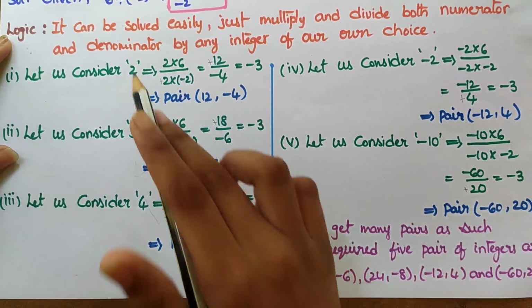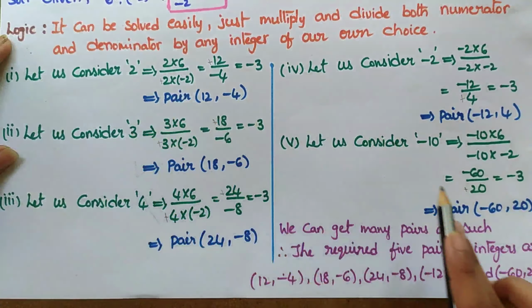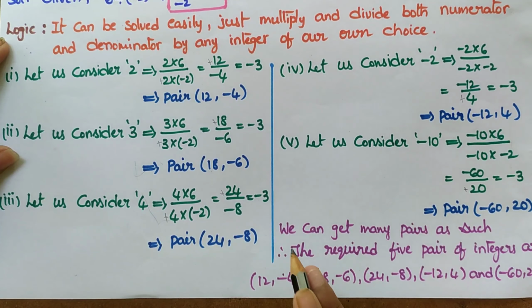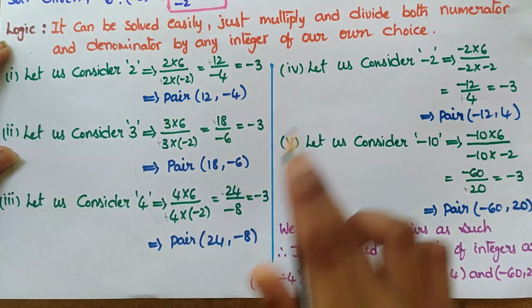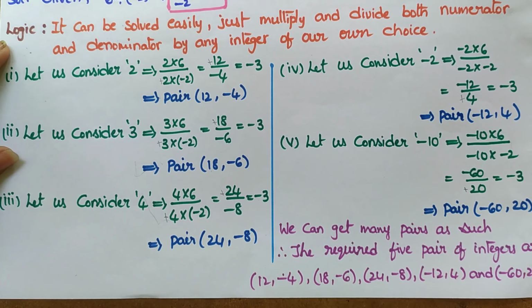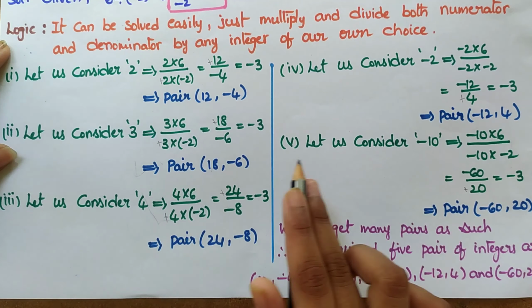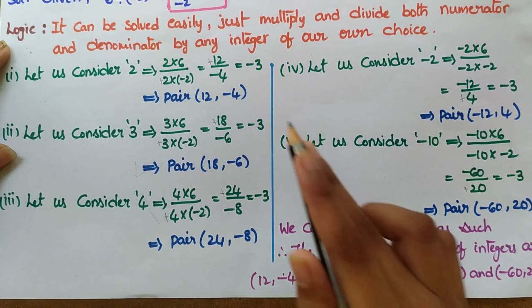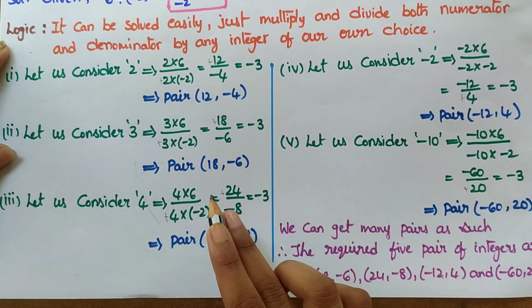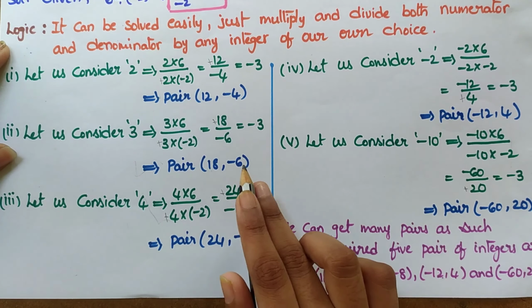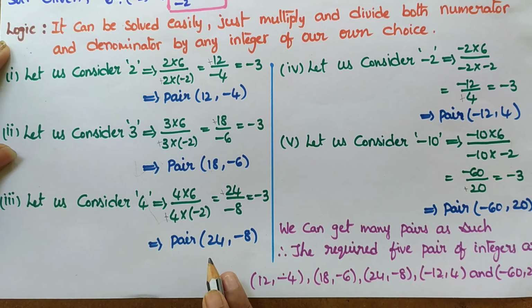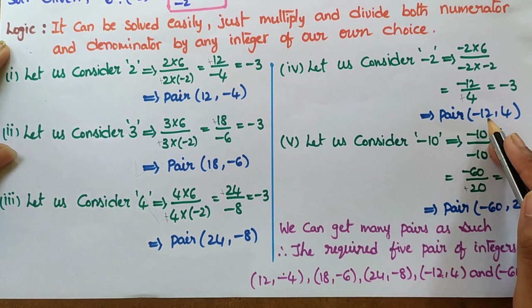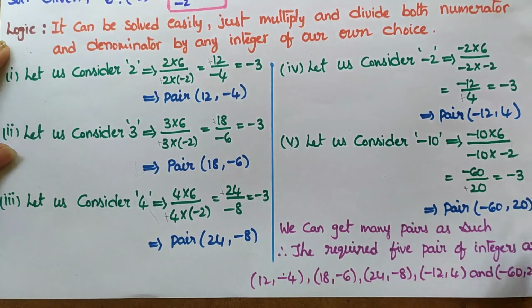So here it is asked for 5 pairs of integers. So here we can stop friends. Now we can get many pairs as such. So we can get many pairs. We can take any number. Okay, positive numbers, negative numbers, any number. Therefore the required 5 pairs of integers are 12 and minus 4, 8 and minus 6 (18 and minus 6), 24 and minus 8, minus 12 and 4, minus 60 and 20. See here you can see.